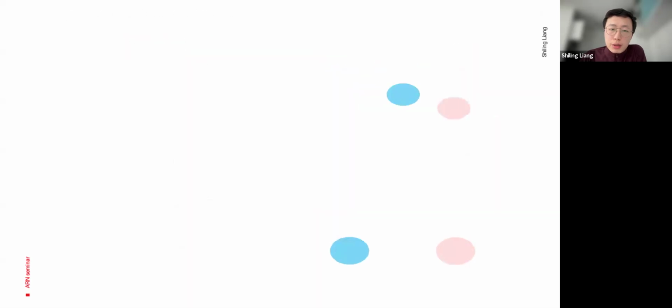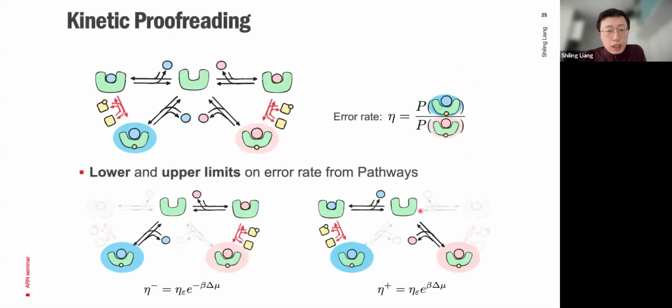So what we can do is use our pathway argument to identify all possible pathways. The error rate will be defined by the stationary state probability ratio of these two states. We can find all possible pathways between these two states and find the pseudo-equilibrium states along these pathways, so that the error rate will be lower bounded by this case. So we have a driving force which pushes the system on the edge from the wrong state to the right state. We also have the upper bound, where we use energy in the wrong way to push the system from the right state to the wrong state.